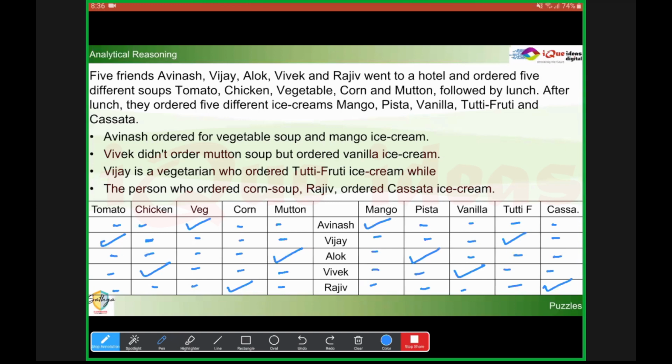So we know that Avinash is veg soup and mango ice cream. Vijay is tomato with tutti frutti. Alok is mutton with pista. Vivek is chicken with vanilla. And Rajiv is corn with cassata. And once you have got this table, answering the questions is pretty easy. Did everybody get this?